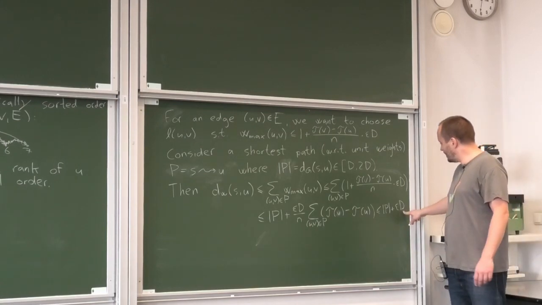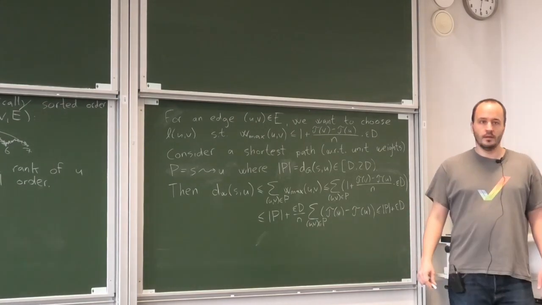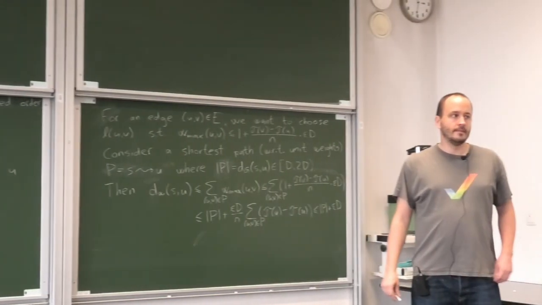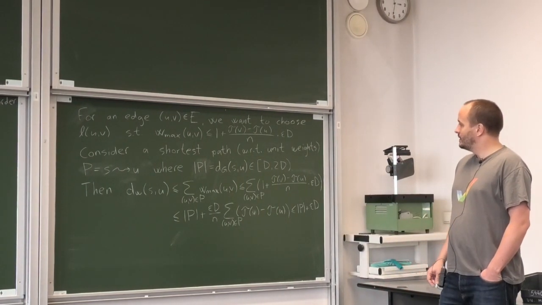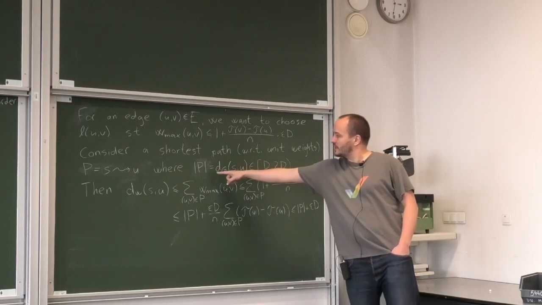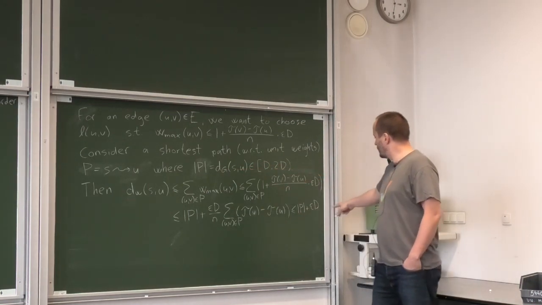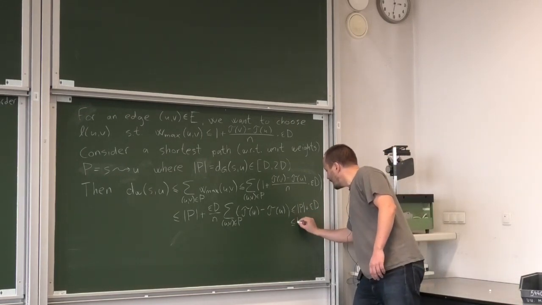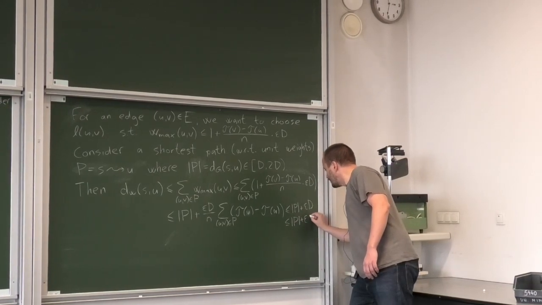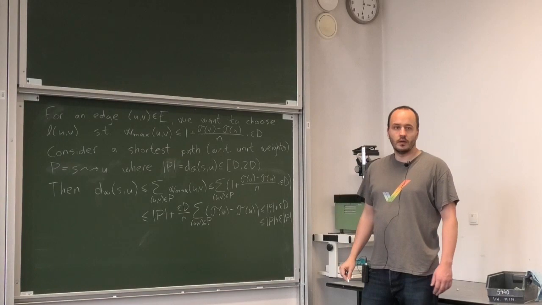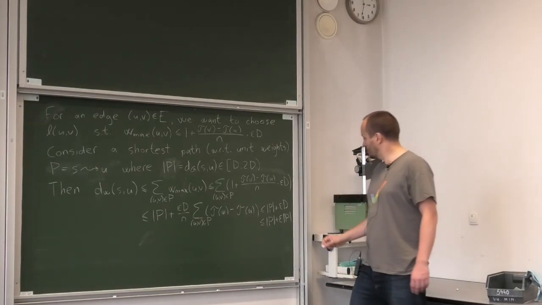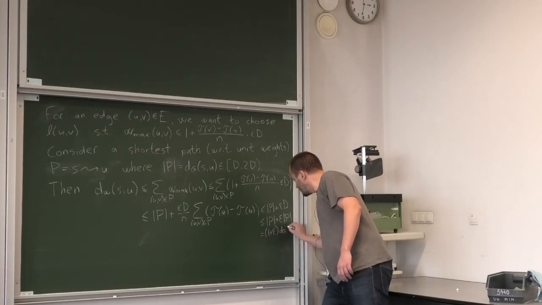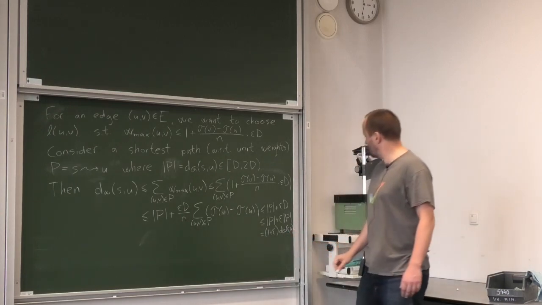And what can we say about epsilon d? What can we say about d compared to the length of P? Right, we assumed that the length of P was in this range here. So this is less than or equal to the length of P plus epsilon times the length of P, and that's a 1 plus epsilon approximation, right? So this is equal to 1 plus epsilon times the true distance from S to U. Hope you can see that.